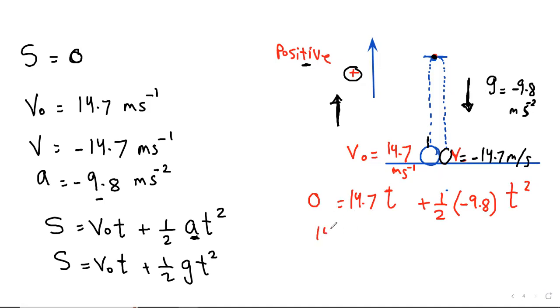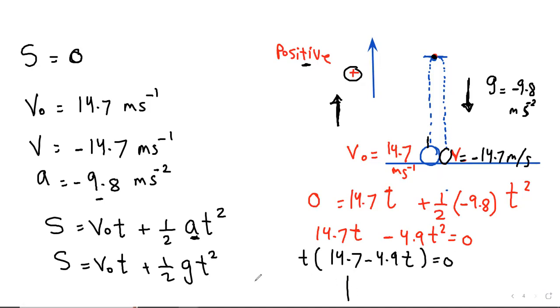Then that is going to be 14.7 T minus 4.9 T squared equals 0. Then take T as a factor here. So you're left with 14.7 minus 4.9 T equals 0. Then we have two solutions: T equals 0, and the second solution is 14.7 minus 4.9 T equals 0. So T equals, divide 14.7 by 4.9, it will be 3 seconds. That's it.